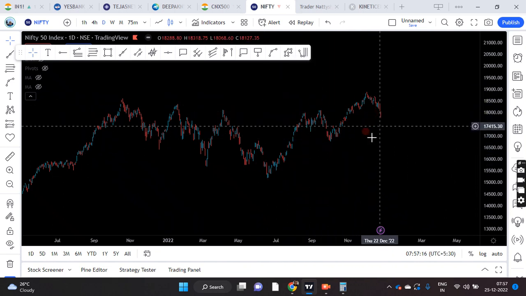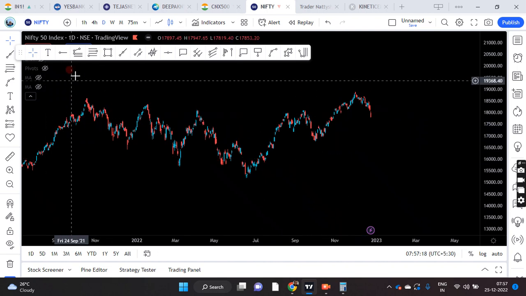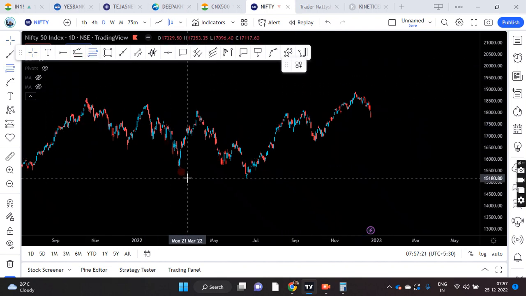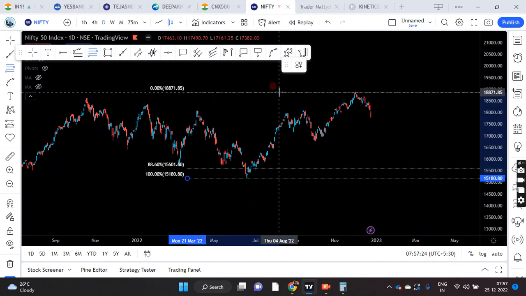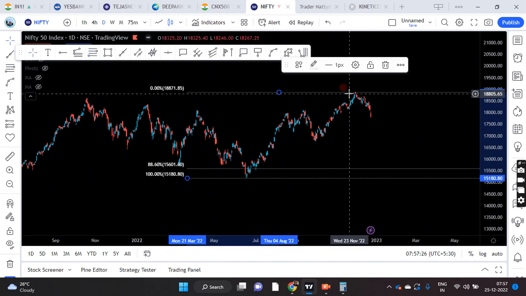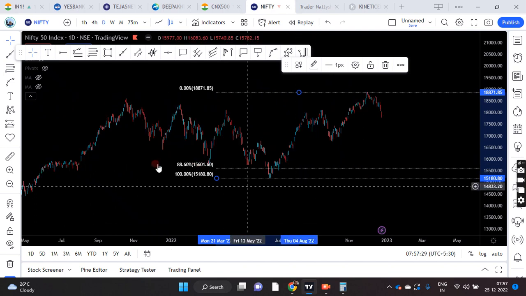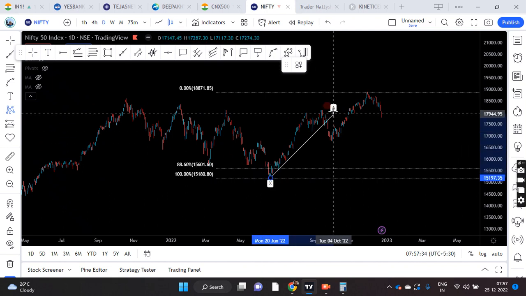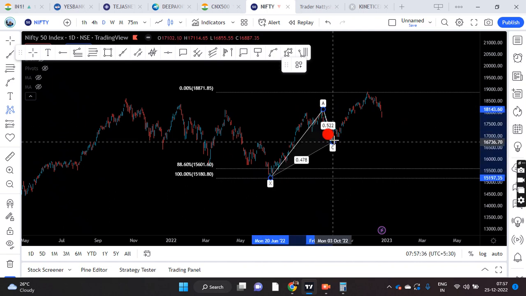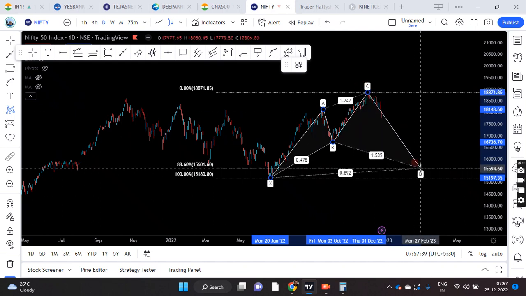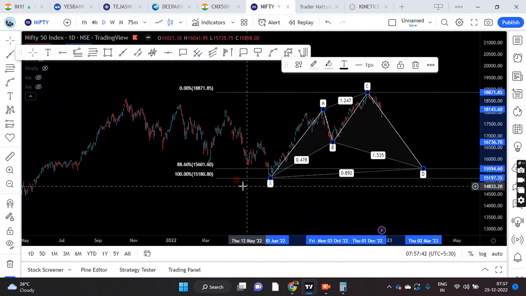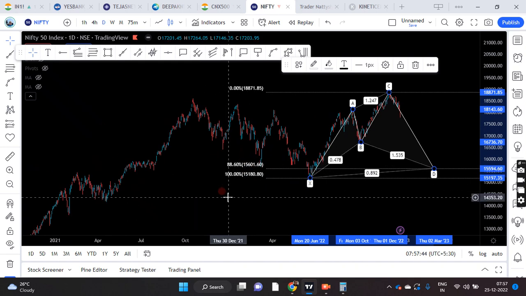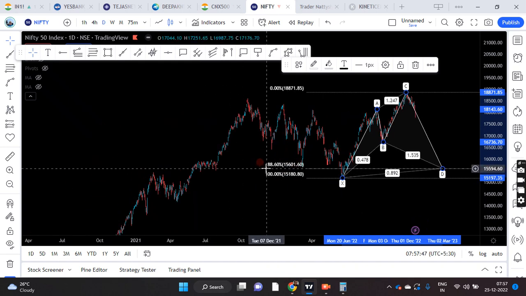This also is getting into a beautiful shark pattern, for which I will again do the Fibonacci retracement of this full swing and keep 88.6%. I will draw the shark pattern. This is X A B C D, in which case the D point comes at 15,601, and if I place the mouse cursor here, you can see how beautifully it is a very, very strong support.